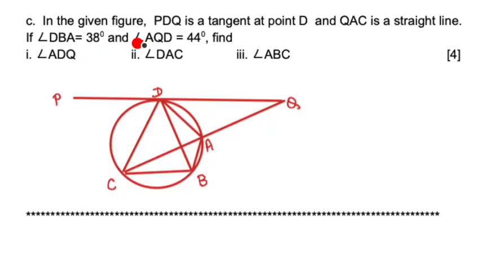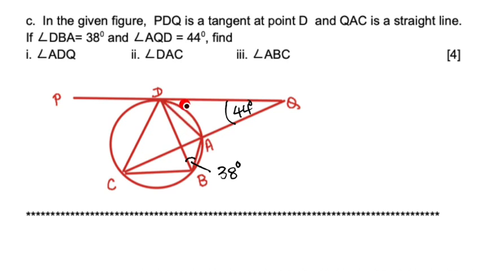Now we come to the last question. This is our question 4C. In the figure PDQ. Where is PDQ here? This is the tangent at point D and QAC is a straight line. Here this is a straight line. DBA is 38. Where is DBA? This one. This one is 38 degrees. And AQD is 44. AQD, this is 44 degrees. And they are asking first find ADQ.